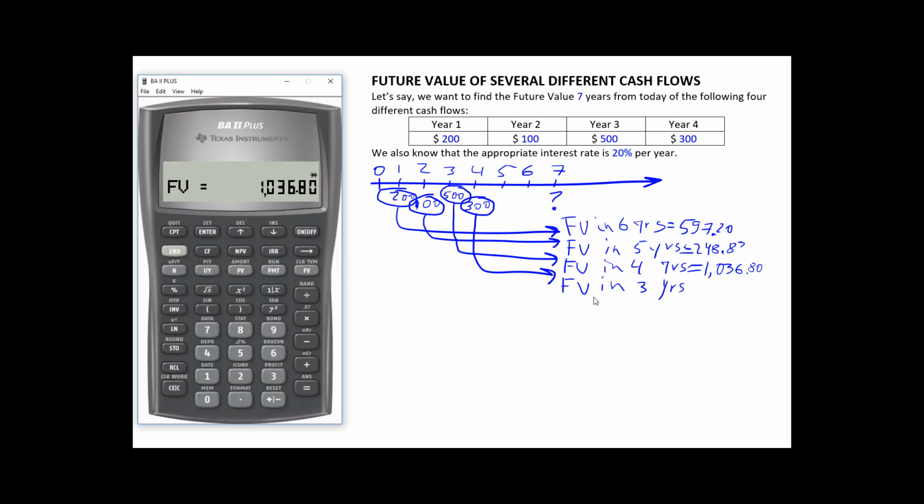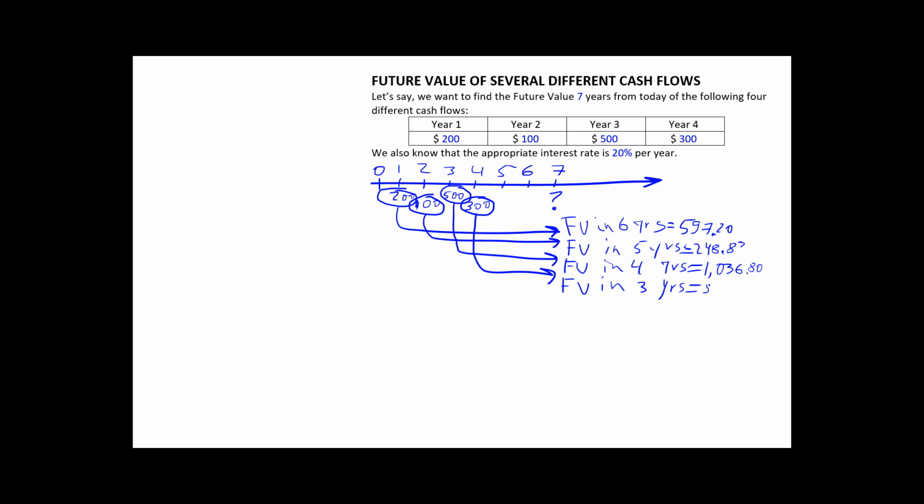And finally, the fourth future value for the last cash flow, $300 cash flow. Let's clear. 300 negative PV, 20 IY. If you want it 3 years in the future, so 3N, compute future value. $518.40.